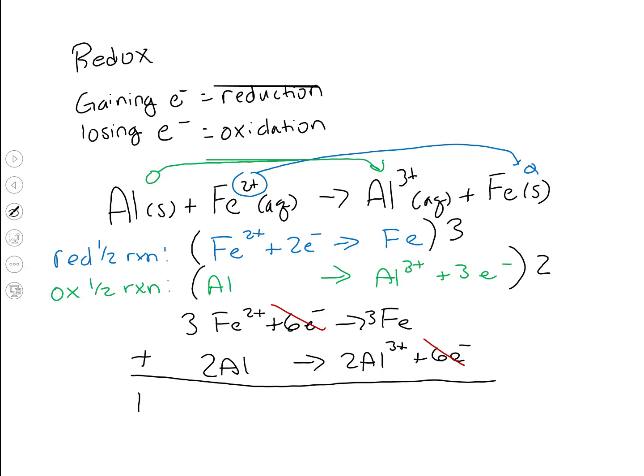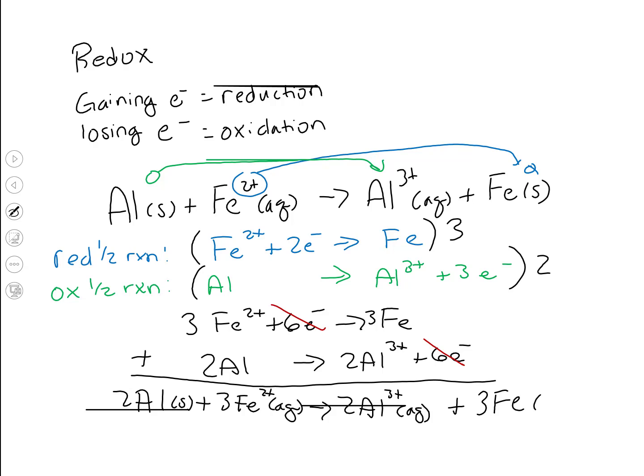And add back in the states of matter. It does not like me writing states of matter, apparently. And that was the half reaction method of balancing redox reactions.